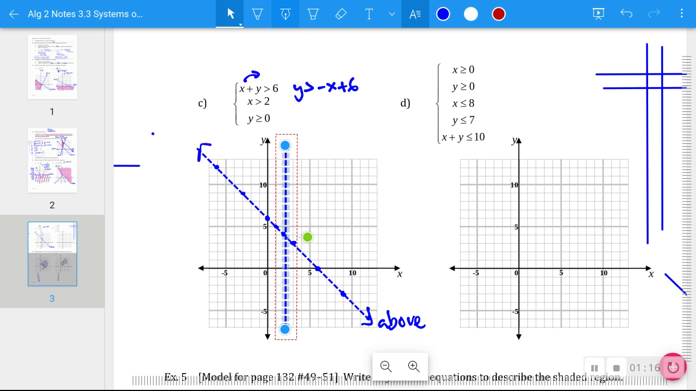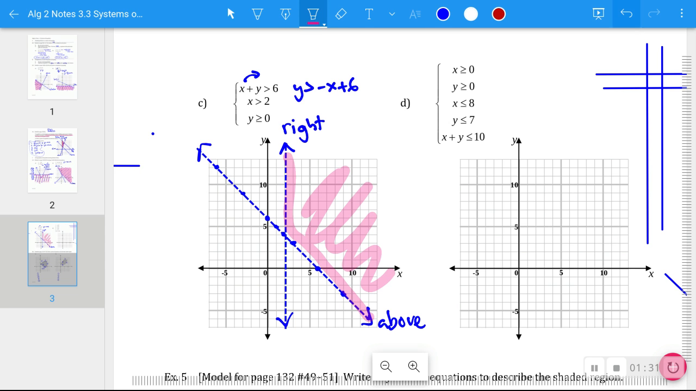Greater than in this context means stay to the right. It's the only time we don't use above and below is when we have this vertical line here. So we have to stay to the right. Now, if that's all there was, we'd be shading this area down here, okay? That area is what would get shaded.